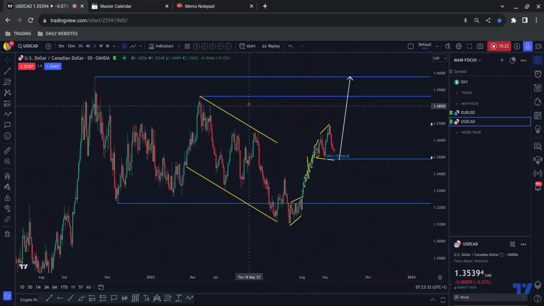Now, one thing we do have to be mindful of is the fact that we have these highs. We have a high here, we have a near miss to it, and then price breaks above and then pushes down.